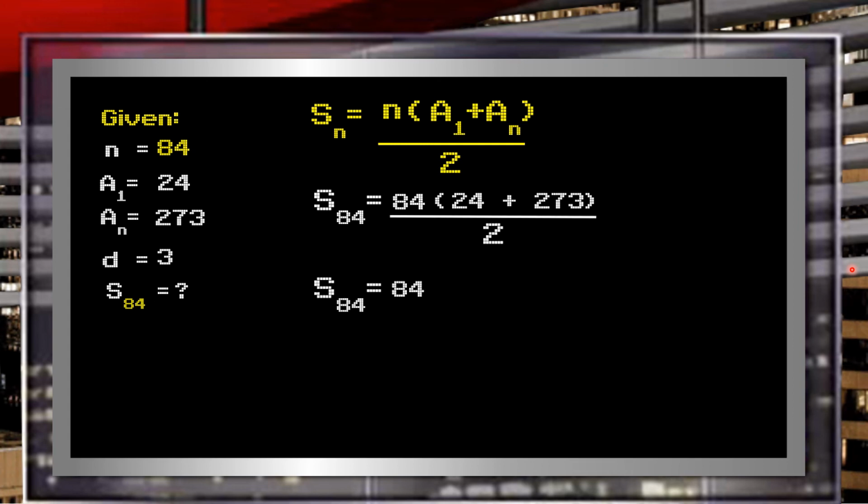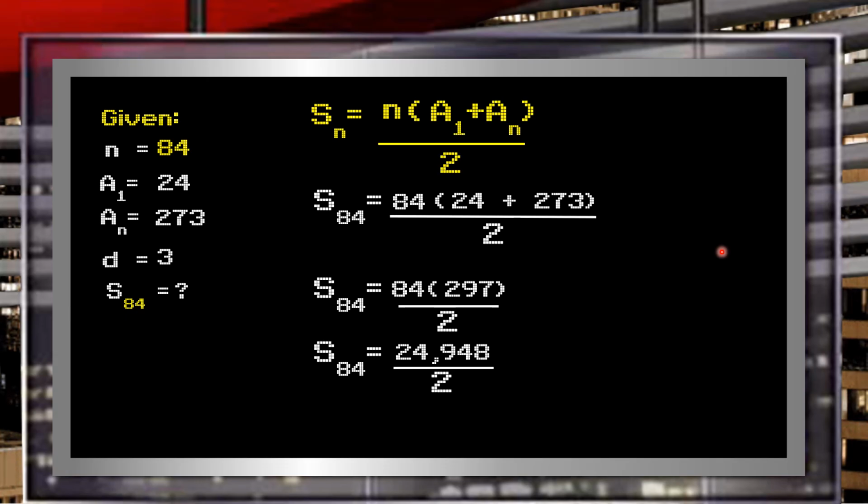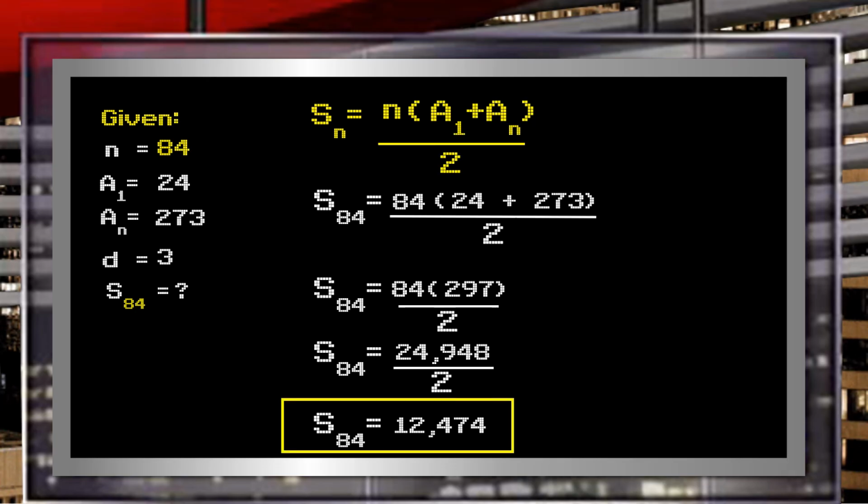So, S sub 84 is equal to 84 times, when we add them, 24 plus 273, the answer is 297 divided by 2. And S sub 84 is equal to, when we multiply them, 84 times 297, the answer is 24,948 divided by 2. So, ang final answer natin, lahat yon pag inadd natin lahat ng sum of the multiples of 3 from 24 to 273, the sum is 12,474. Ayan.